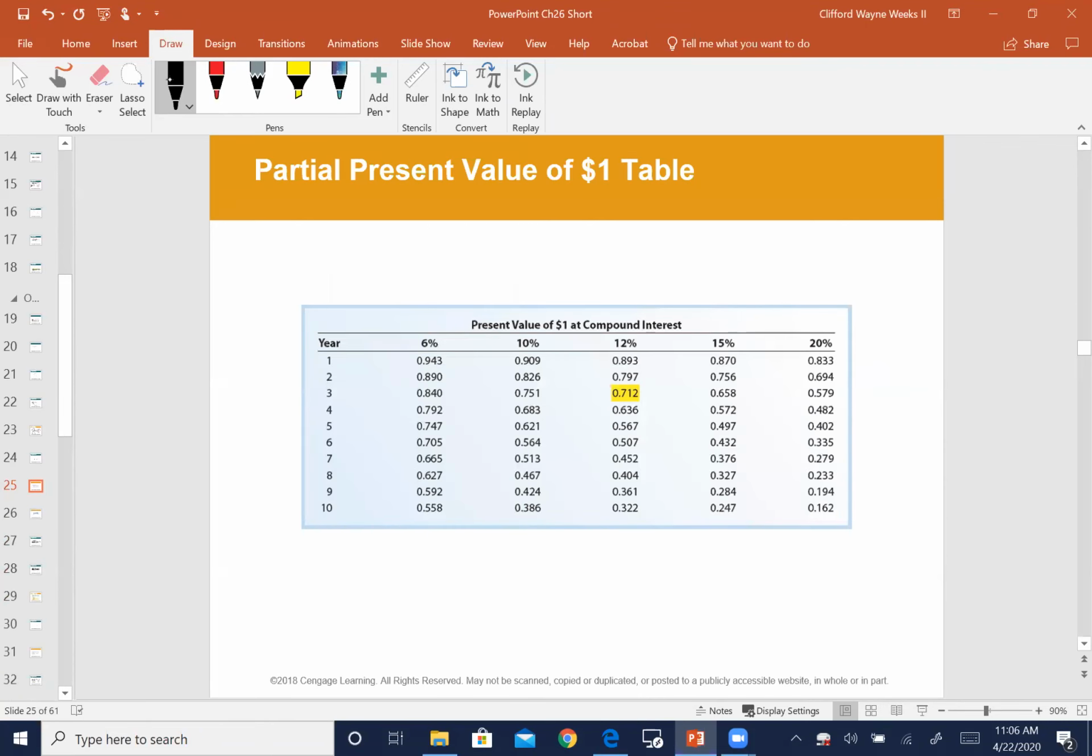Here's an example of a present value table. It has the interest rates across the top and the periods down the line here. Know that periods are usually referred to as N, where interest rates are referred to as I, or Y in some cases. In everything that I use, it's I.